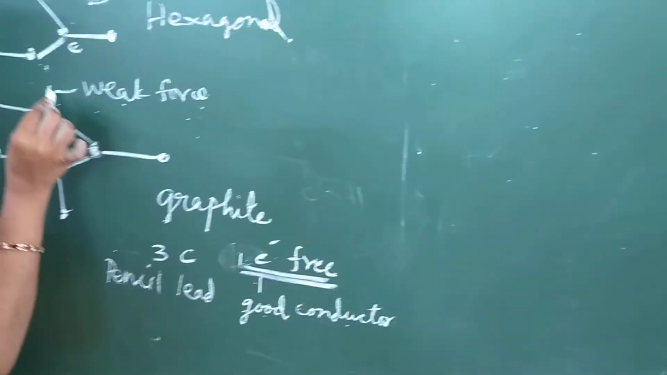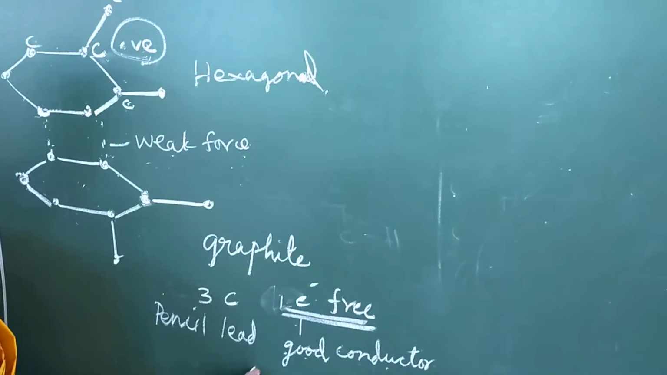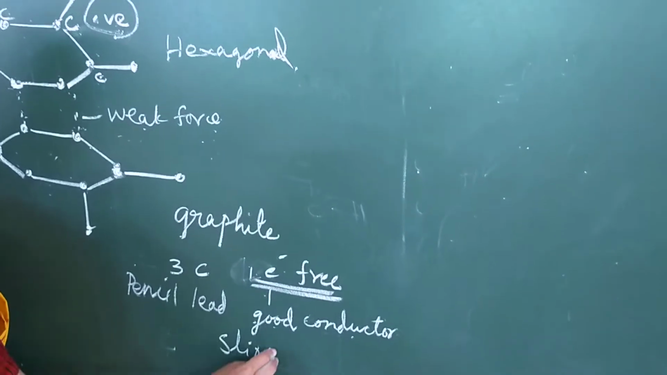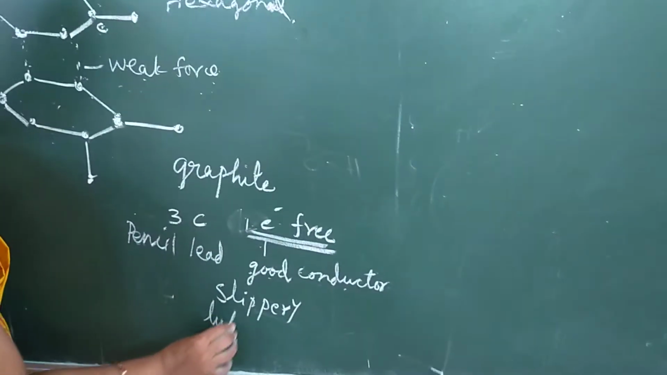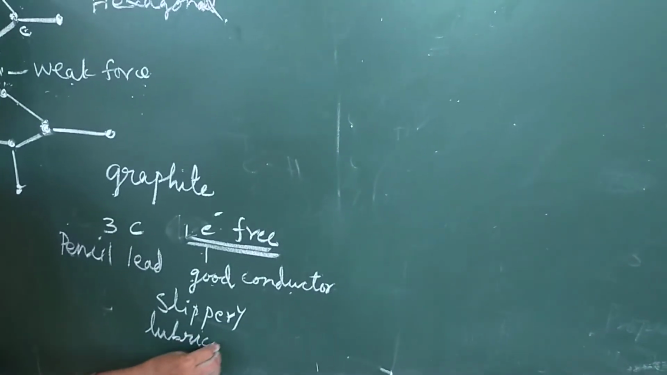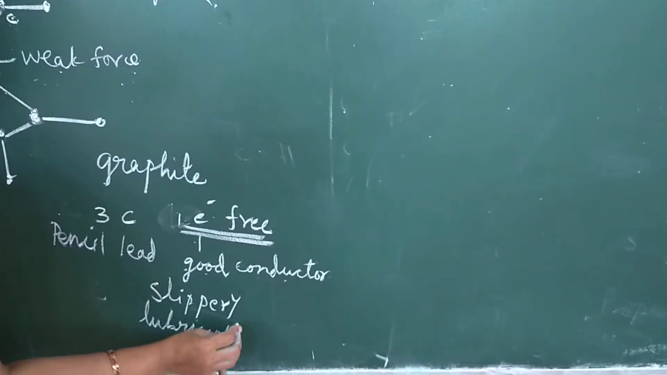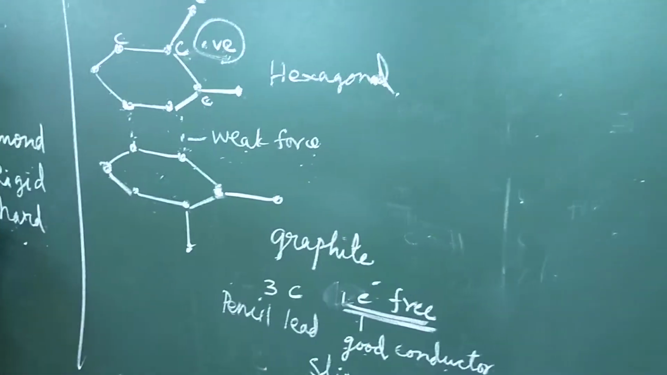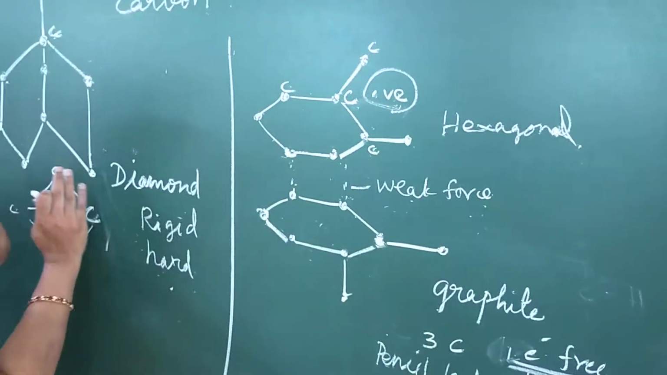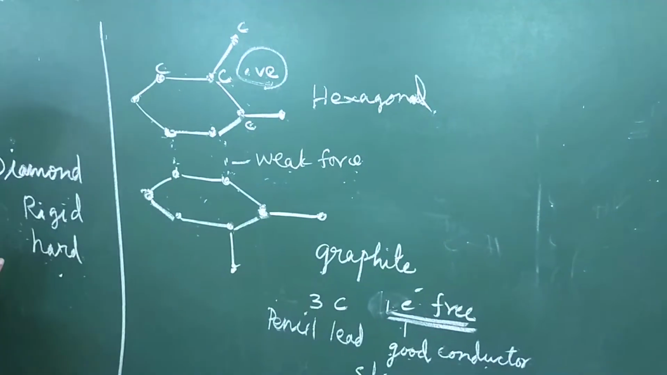It is attached with weak force of attraction so that it is slippery, and it is used as a lubricant. Because of its slippery nature, it is used as a lubricant. These are the properties of graphite. So you have to compare the properties of diamond and graphite.